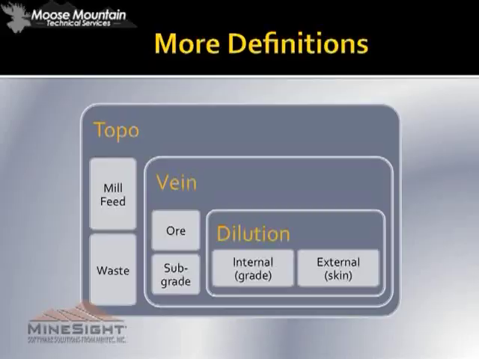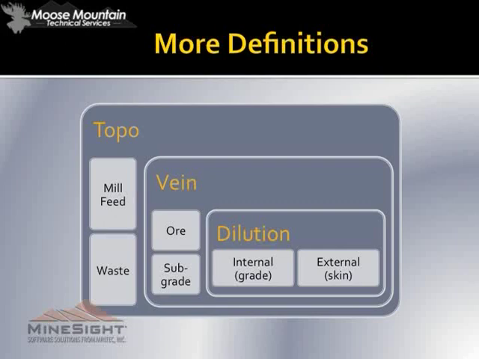Okay, so a couple more definitions to talk about. This is just talking about the relationship between what might be a 100% topo block. The topo block, if it's a partial ore block, is going to have a portion of it mill feed and a portion of it waste. The mill feed is going to be made up of vein material and dilution. The dilution might be external dilution, if it's skin dilution, which is brought in by the mining process or the mine planning process, or internal dilution if it's part of the estimate.